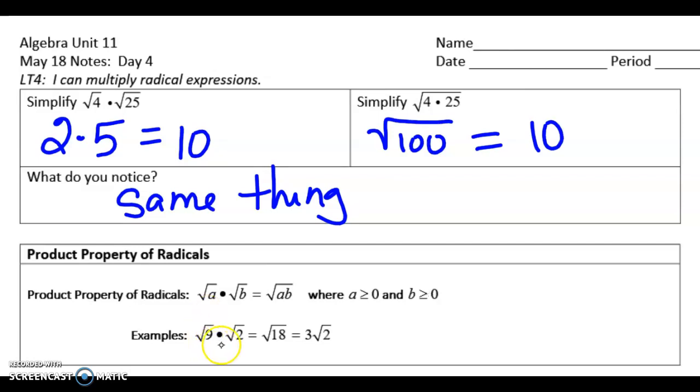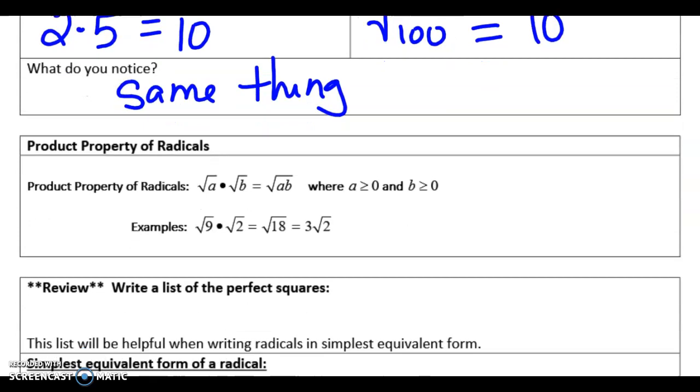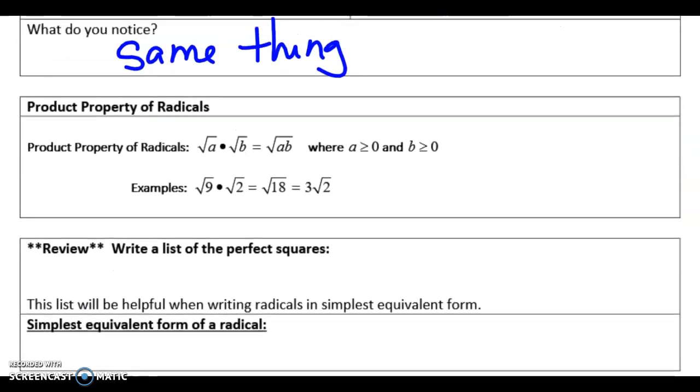So if you had the square root of 9 times the square root of 2, that's the square root of 18. And then, of course, remember, you can simplify that down to 3 root 2. So just a little review before we get going here.